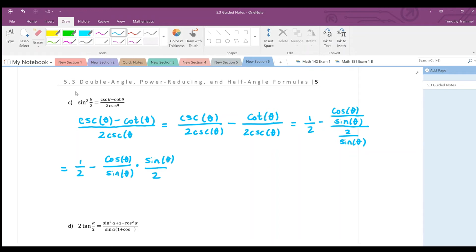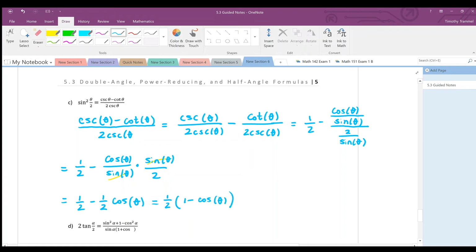And you can see that the sine thetas cancel. And so all we're really left with here is 1/2 minus 1/2 cosine of theta. And this might look familiar to you, and if it doesn't, let's see why this looks familiar to us. If you pull a 1/2, so factor a 1/2 from these two terms, you'll be left with 1 minus cosine of theta.